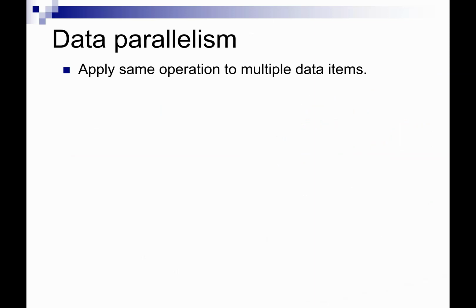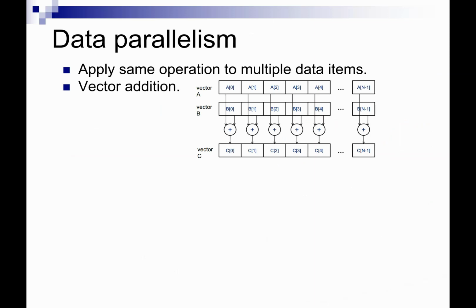So what are these data parallel tasks? The idea for data parallelism is that we apply the same operation on multiple data items, so we're parallelizing across the data. It turns out there are many problems which are data parallel. Of course there are problems which are parallel but not data parallel, but there are also many important parallel problems which are data parallel.